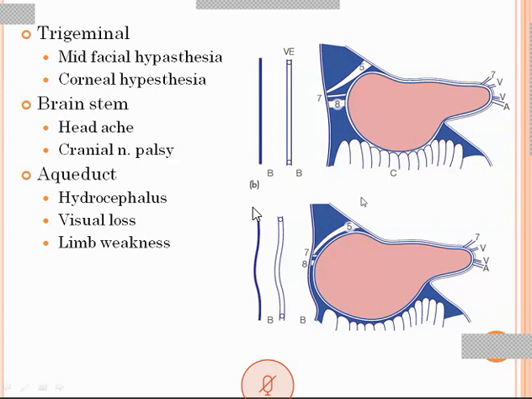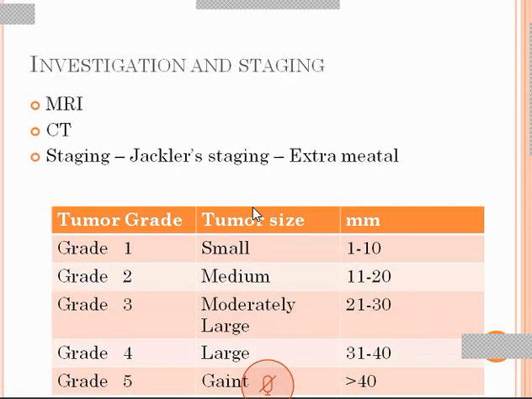Mostly the sensory nerves are first involved. And further, it can compress the brainstem. On compression of the brainstem, the patient will have headache and other cranial nerve palsies. Further, it compresses the aqueduct too. If the aqueduct is involved, then the patient will have hydrocephalus, visual loss, and limb weakness. The main investigation is MRI, which is the gold standard, and CT can be done to identify the bone erosion.